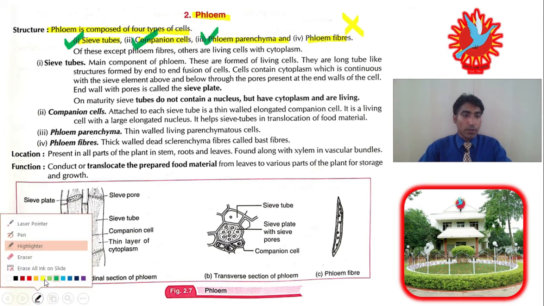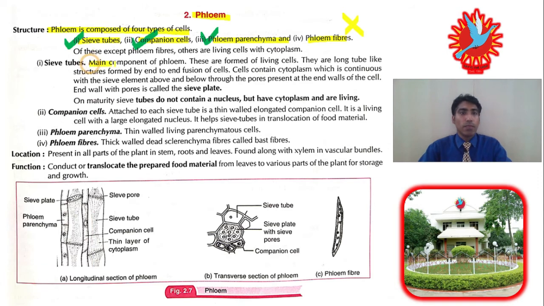Okay, first talk about the sieve tubes, main component of the phloem. Okay, these are formed of living cells. They are long tube-like structure formed by end-to-end fusion of the cells. Cell contains cytoplasm, which is continuous with the sieve element above and below through the pores present at the end wall of the cells. Okay, end wall, which pores is called the sieve plates.